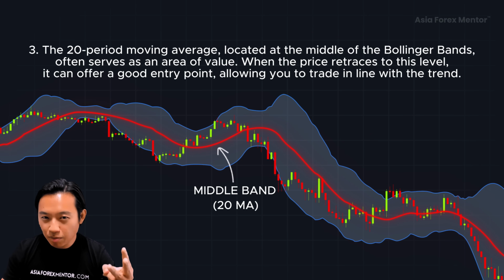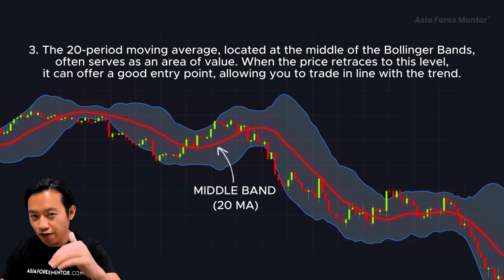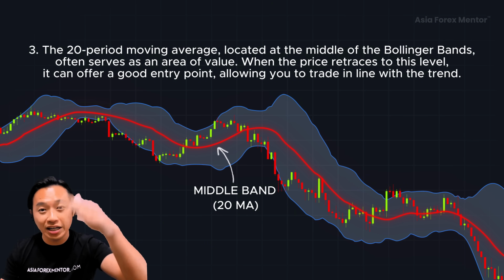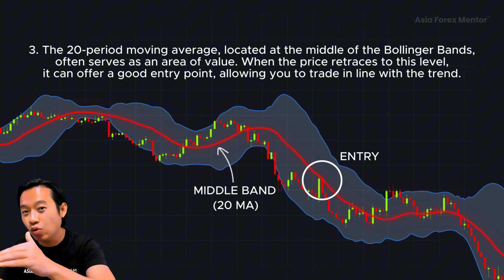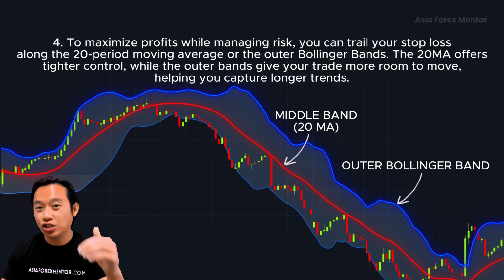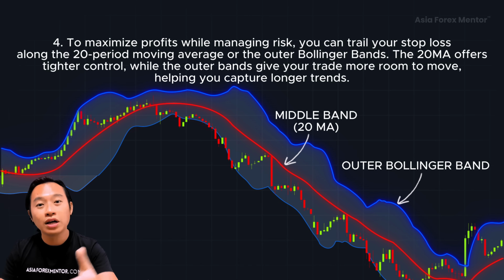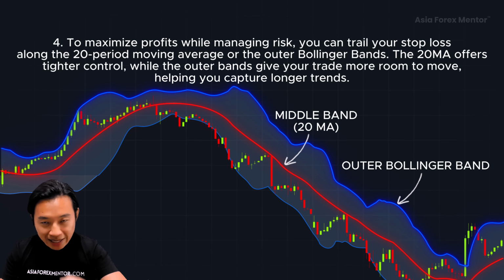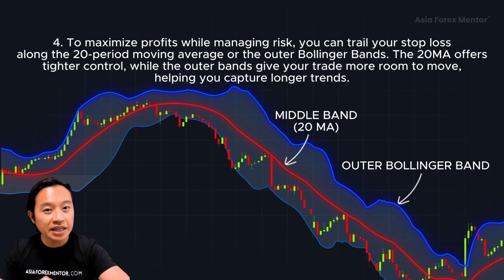Number three, the 20 moving average, which is the middle of the Bollinger Band, often serves as an area of value. When price is trending and retraces to this level, this gives you good entry points to trade in line with the trend. Number four, to maximize your profits while managing your risk, you can trail your stop loss along the mean line or the outer Bollinger Band. The mean line, which is the 20 MA in this case, offers tighter control, while the outer band gives the trade more room to move, allowing you to capture bigger trends.